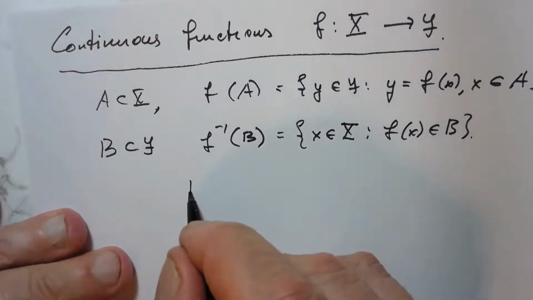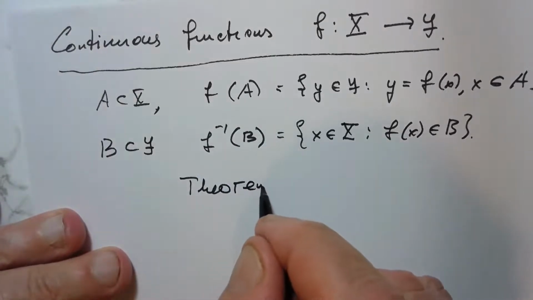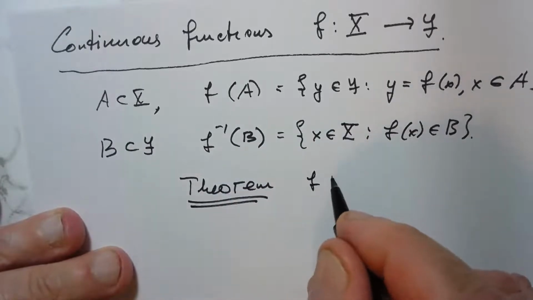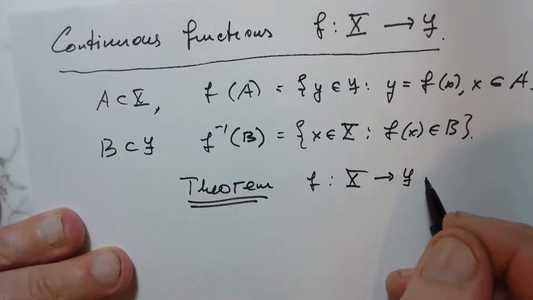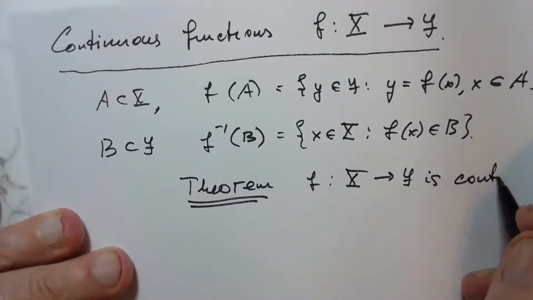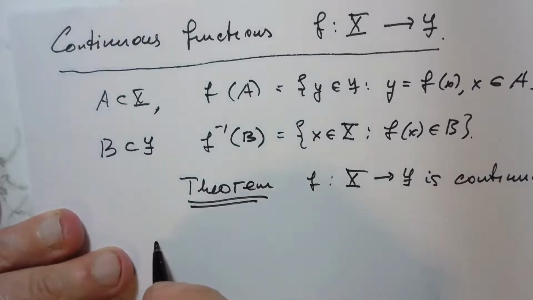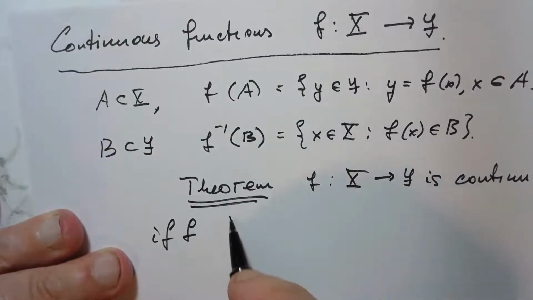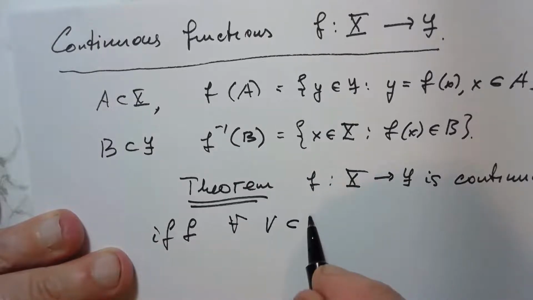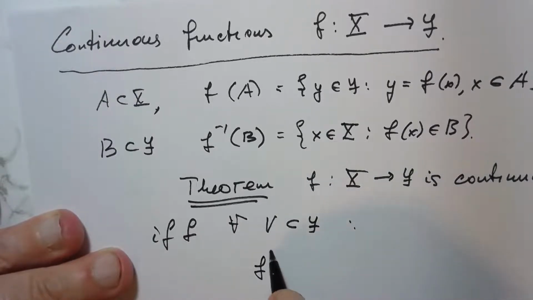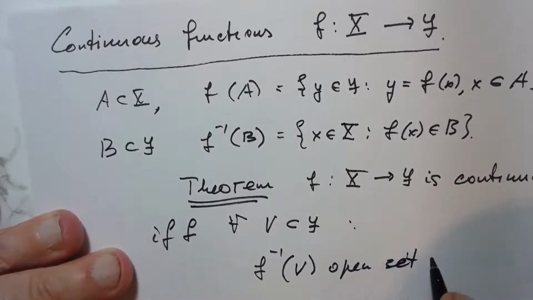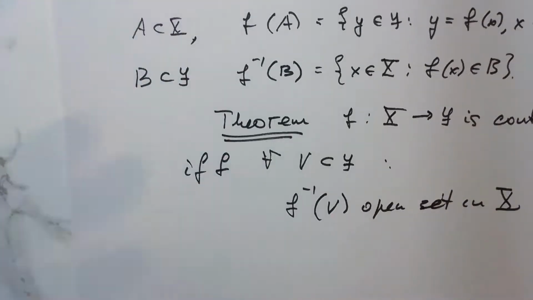And the big theorem is that the function f from X to Y is continuous if and only if for every open set V in Y, f minus 1 of V is an open set in X. So the function f is continuous if and only if the inverse image of every open set is open.